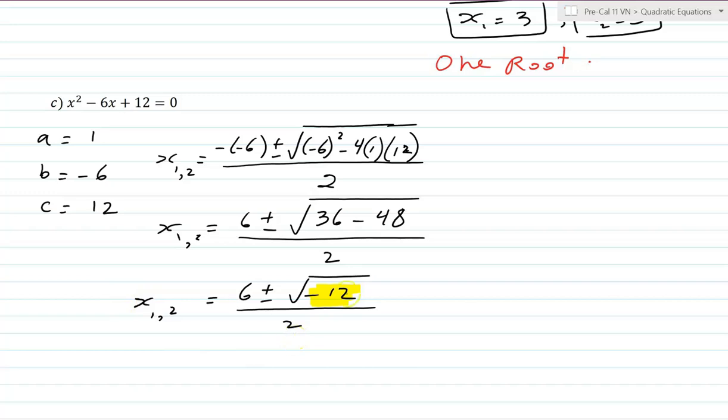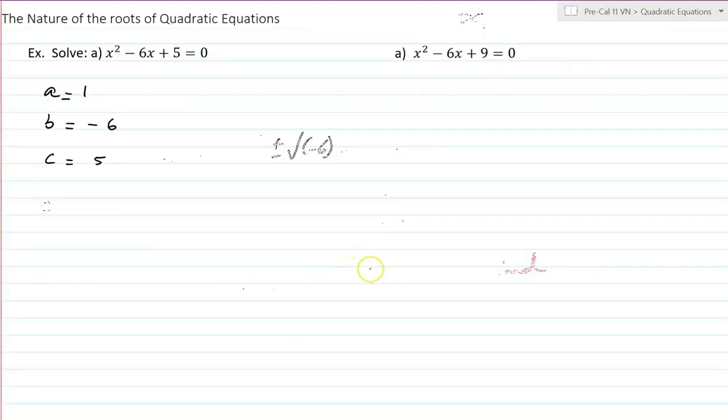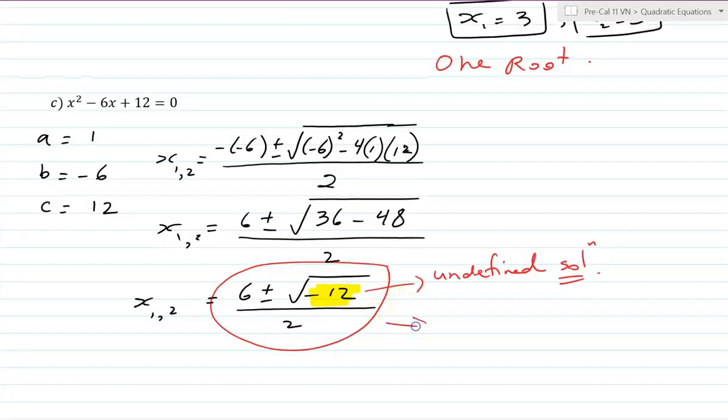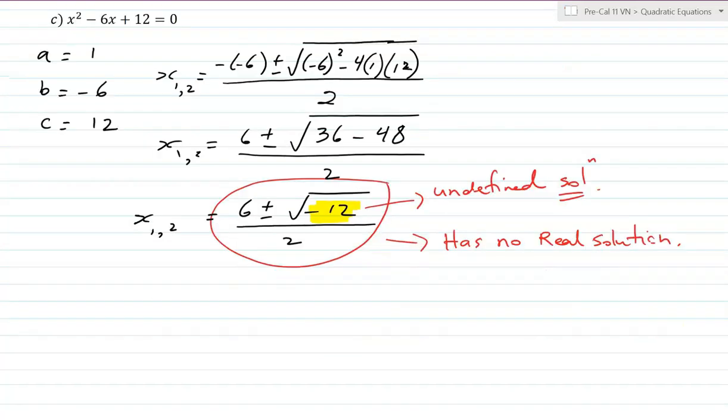Because of this negative, that makes it an undefined solution. To say the entire thing has no real solution. It does have a solution based on the complex numbers, but it's beyond the scope of this course. Okay, so look what happens. So no solution when the value under the radical sign is negative.